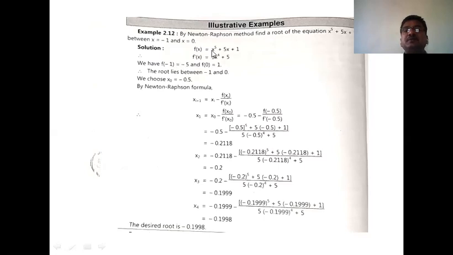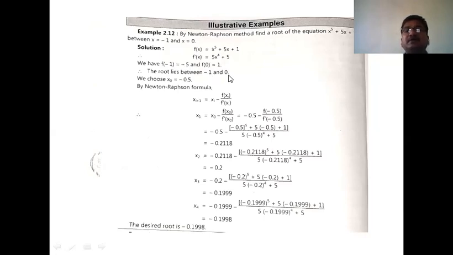Substitute x is equal to -1. Minus 1 raised to 5 is -1, 5 into -1 is -5, plus 1. That is -1 plus 1, 0, and then 5 into -1 is -5. That is f of -1. Then substitute x is equal to 0, and we have f of 0 is 1. So for -1, the value of f(x) is negative, and for 0 the value is positive. So the root lies between -1 and 0.